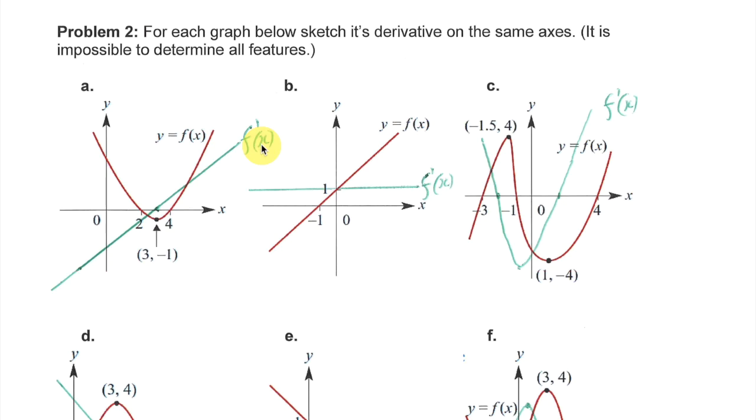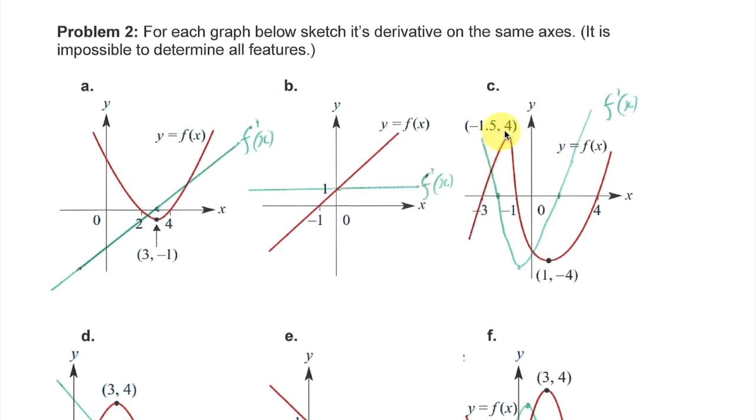In B, we have a straight line graph in the format y equaling mx plus c. If we take the derivative of that, we'll get a constant, and if we show that constant, then that is a straight line that is parallel with the x-axis with no gradient itself. I have two positions given to me on the original graph, (-1, 0) and (0, 1). If I calculate the gradient of this red line using rise on run, I'll get a gradient of 1. So therefore, I can draw in a horizontal line y equaling 1 to represent the gradient of this original function.